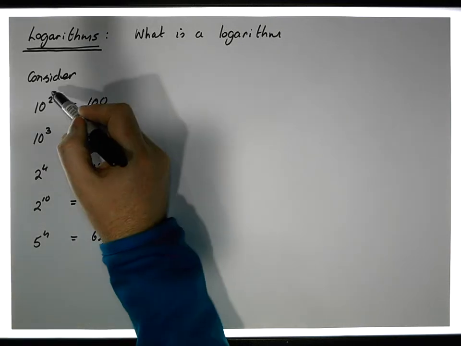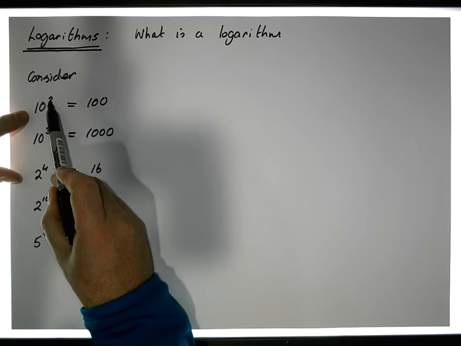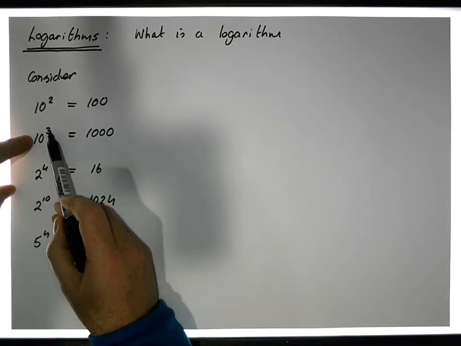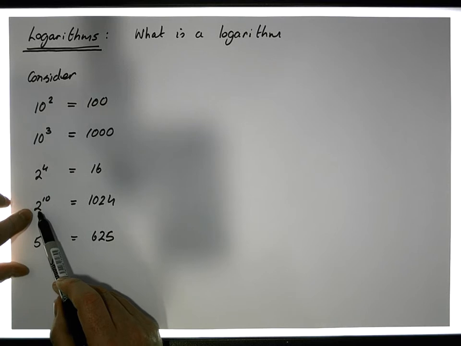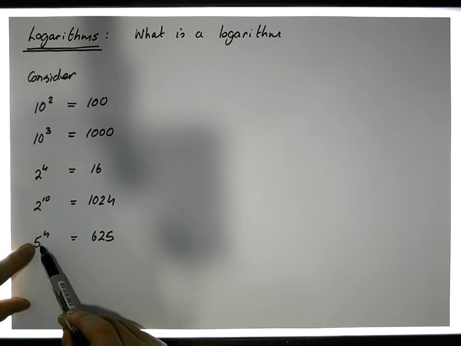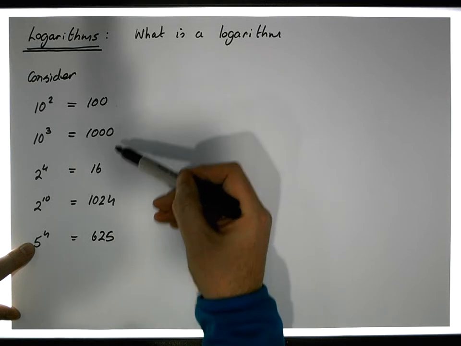Actually, we should stop calling them powers and call them exponents. So the base is 10, the exponent is 2. The base is 10, the exponent is 3. The base is 2, the exponent is 4. The base is 2, the exponent is 10. The base is 5, the exponent is 4. And when we evaluate them, we get specific values.